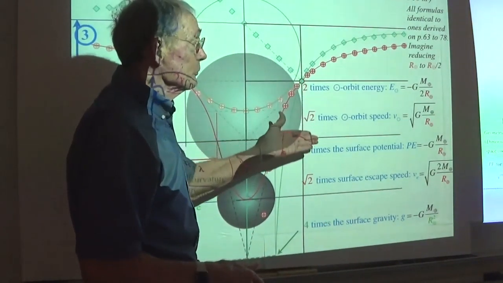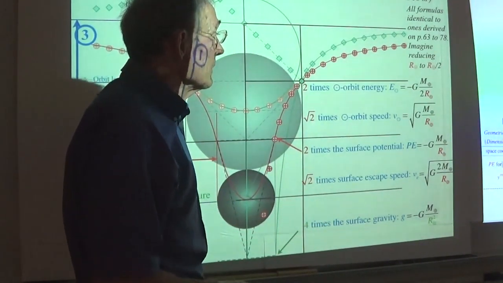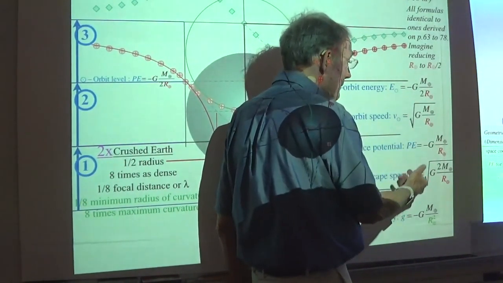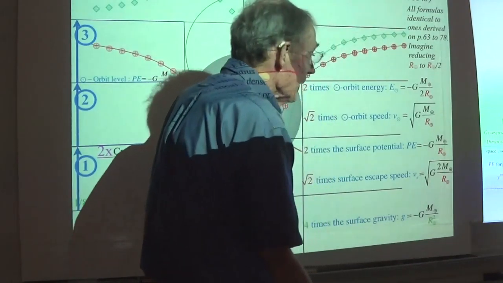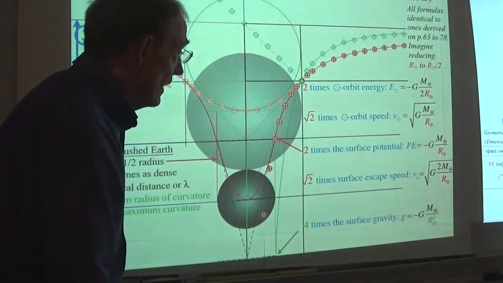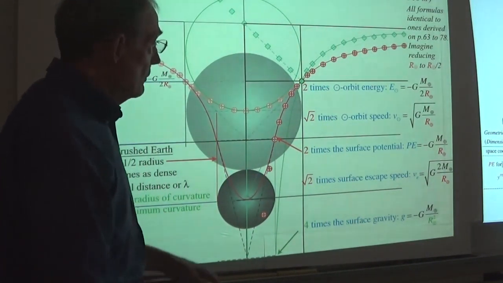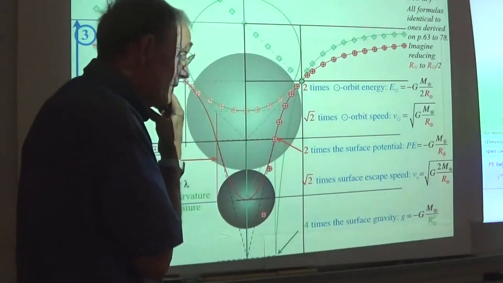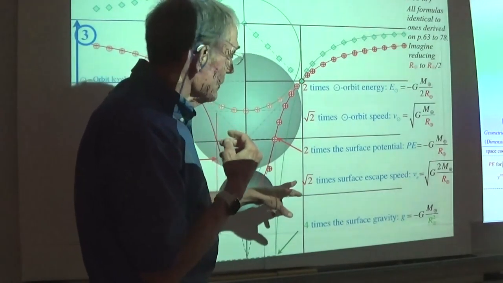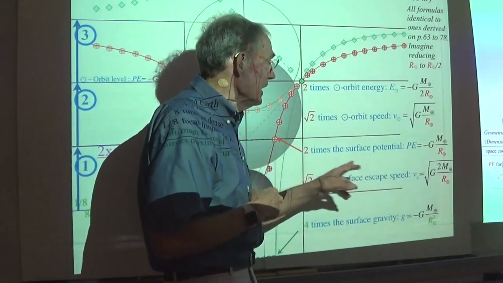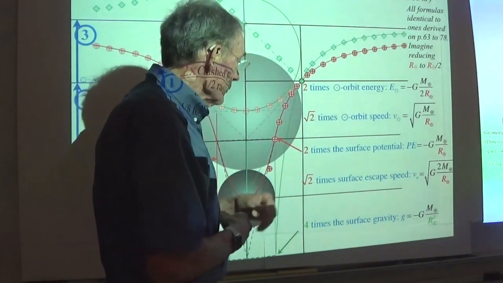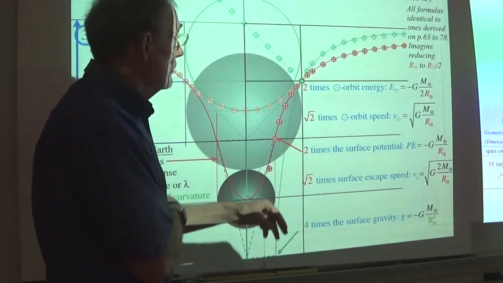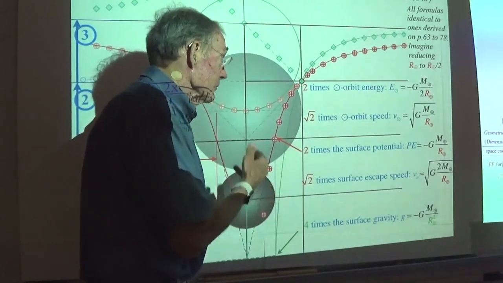Well, this is where you just rescale those formulas. Imagine reducing r to r over 2. I'm going to change the formulas by just 1/2 of the radius that I have there. So we find that the surface gravity goes up quadratically, so there's 4 times the surface gravity. But there's only square root of 2 times the surface escape speed. 2 times potential, and that's what makes the square root of 2. And square root of 2 times orbit speed, they're both radicals.